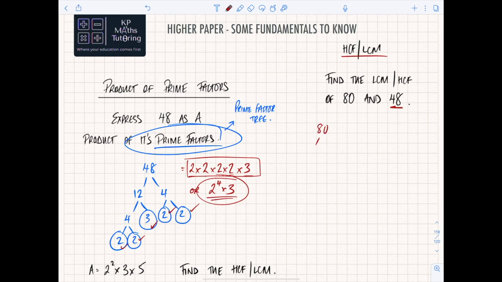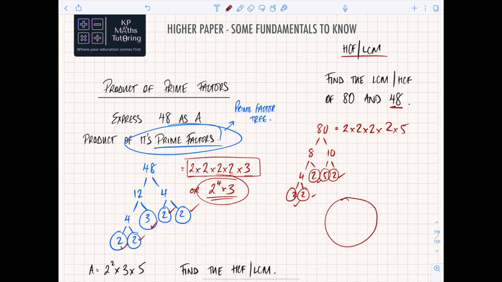So I'm just going to quickly do 80. I've already done 48, that's what I've got on the left-hand side over here. I'm going to now do 80. So 80 is broken down to 8 and 10, 4 and 2, 5 and 2, they're all primes, and 4 is broken down to 2 and 2. So now I've got all these, 80 I'm going to rewrite as 2 times 2 times 2 times 2, so 1, 2, 3, 4 times 5.